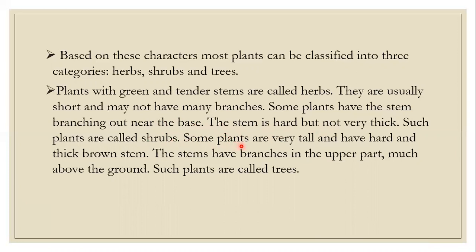Now, there are some plants which are very tall and have a hard and thick brown stem. The stem has branches mainly on the upper part, much above the ground. Such plants are called trees. So trees are very large plants. They have branches mainly on the upper part, and they have a thick and hard brown stem. Can you say more examples of trees? Neem tree, banyan tree, mango tree, then coconut tree. They are all large trees.